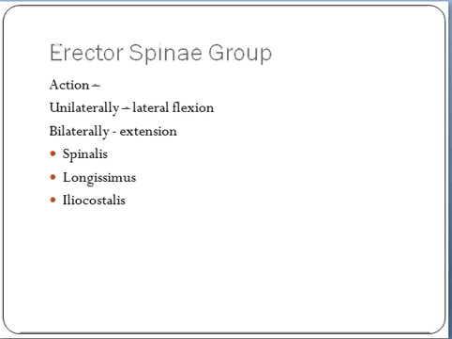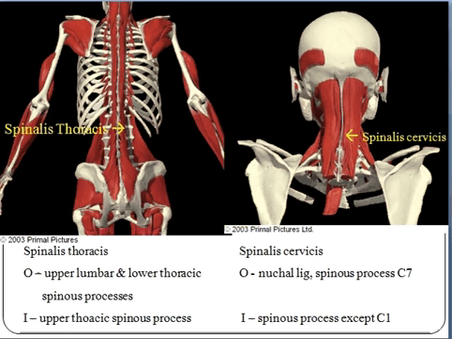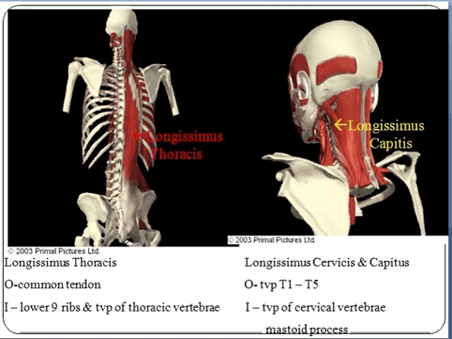This picture shows the spinalis thoracis, which means it's attached to thoracic spinous processes. The spinalis cervicis means it's attached to the spinous processes of the cervical vertebrae. This picture shows the longissimus thoracis, again having attachments on the thoracic vertebrae and also on the common tendon.